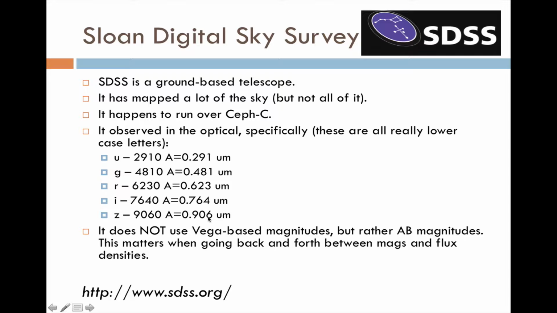It does not use Vega-based magnitudes. In the other video, we talked a lot about Vega-based magnitudes. It uses AB magnitudes, and this is going to matter when we're converting from magnitudes to flux densities. But it's the only one of the surveys that uses AB magnitudes. Everybody else is in Vega magnitudes that we are dealing with here.